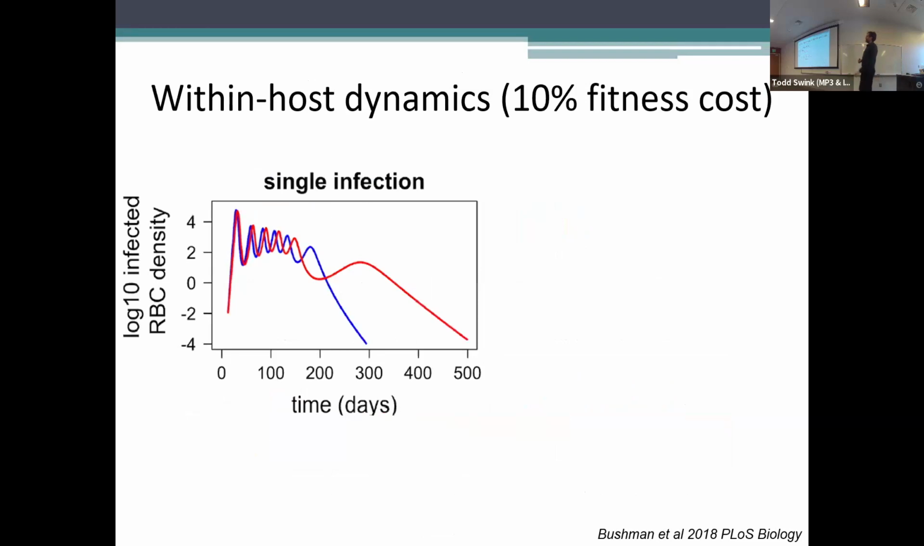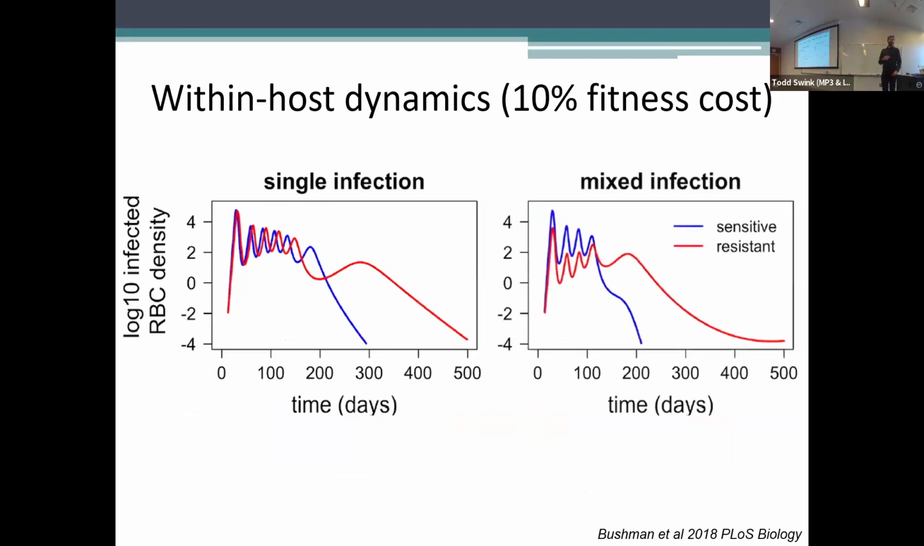All right, so now what we can do is we can add a fitness cost. And so here we're actually looking at single infections of the resistant and sensitive parasite. And it's hard to see, but the resistant parasites don't do as well. But that cost is way amplified when both parasites are there.